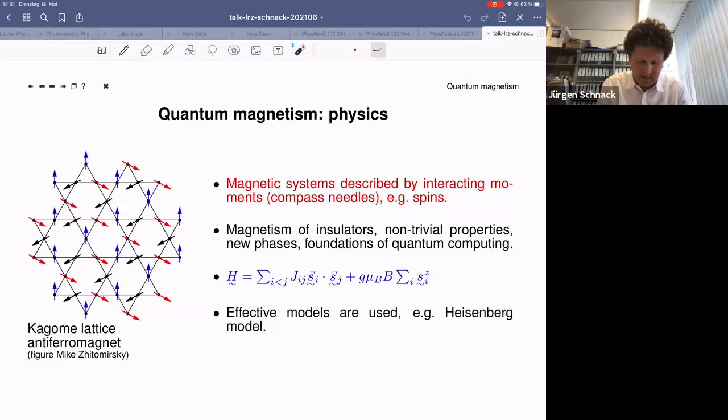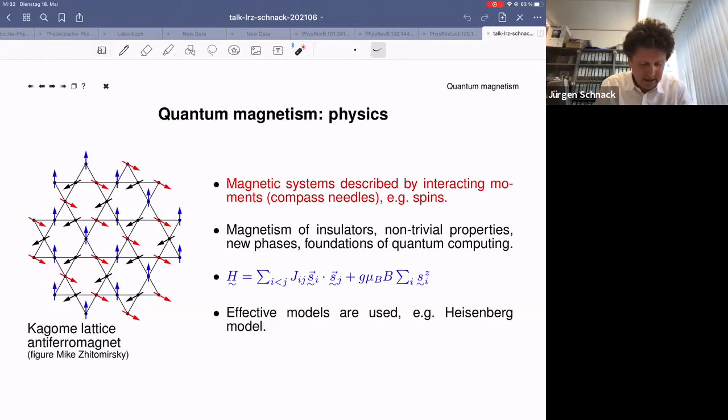In this field, we describe a system by effective models that are expressed in terms of Hamiltonians, such as the Heisenberg Hamiltonian, given here by the first part of this Hamiltonian. The second part is the interaction with the external magnetic field, and it's called a Zeeman term. Let's focus on the Heisenberg model. In the Heisenberg model, two spins situated at sites i and j interact with a strength that's given by the prefactor here. This prefactor can be ferromagnetic or antiferromagnetic.